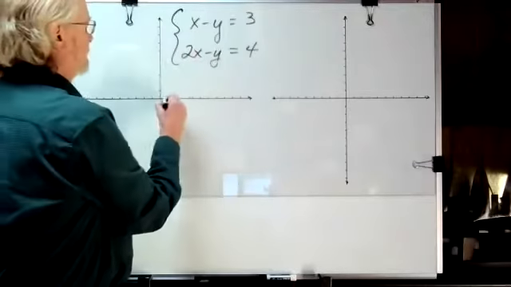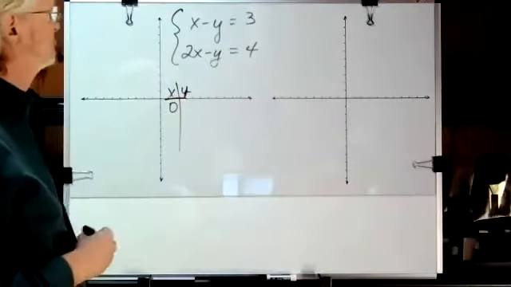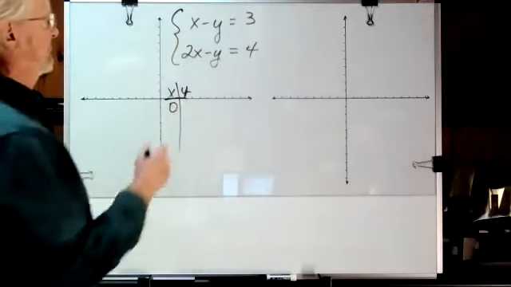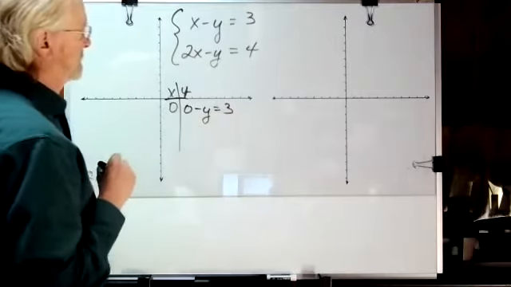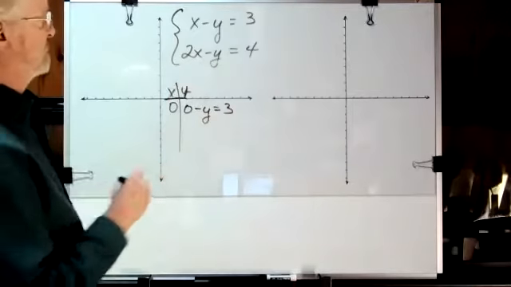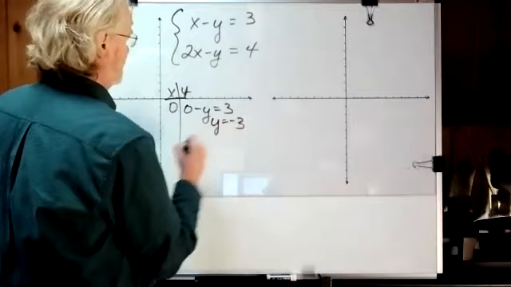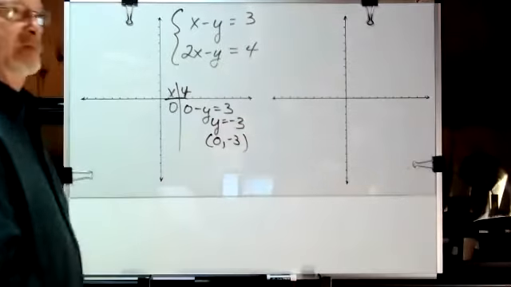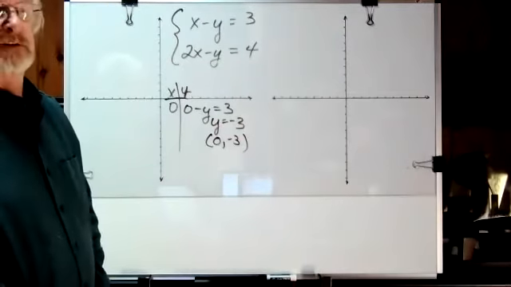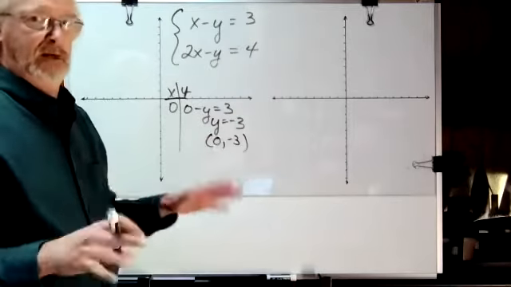So first equation, I'm just doing this thing, right? If I put in a 0 for x, I get 0 minus y equals 3. All right, negative y is 3, so y must be -3. There's 1 point on that first graph. Just like dealing with one equation at a time.